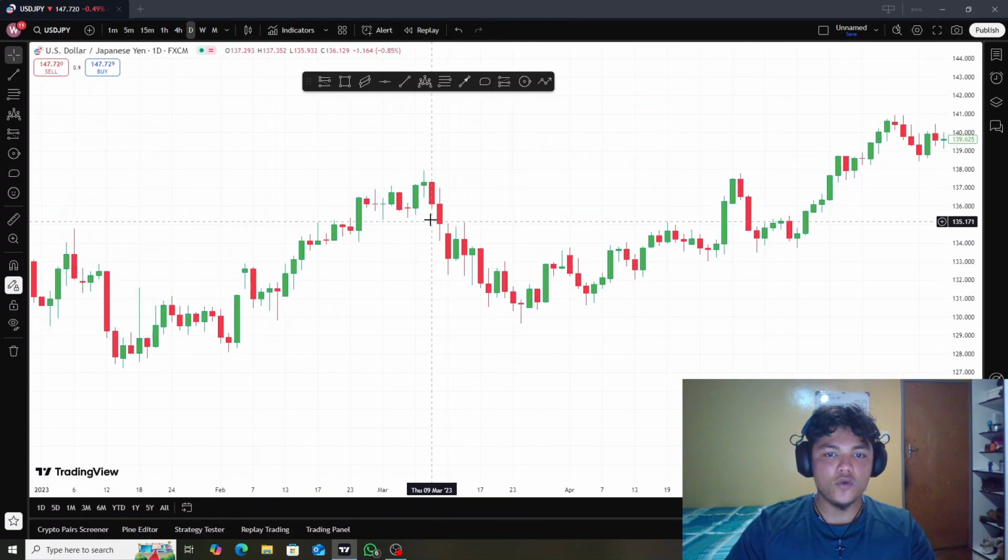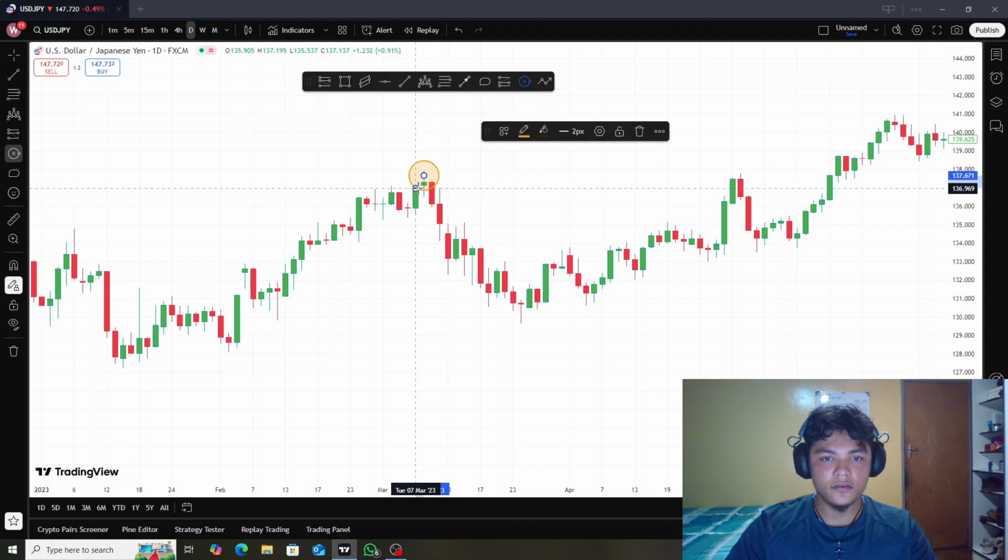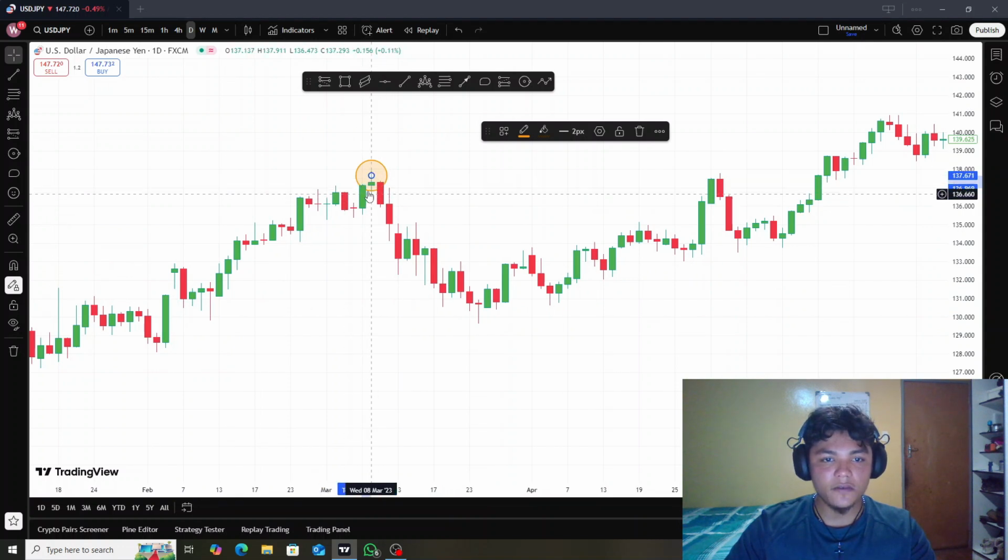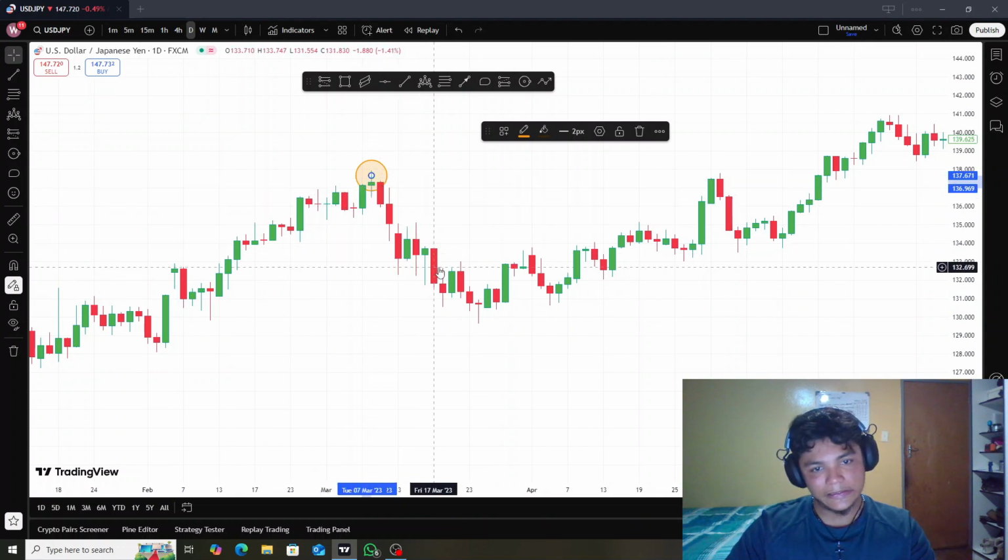So here we have a morning star candlestick pattern again. The market went up, up, up, up, up, up, and as soon as this candlestick pattern formed, the market went down.